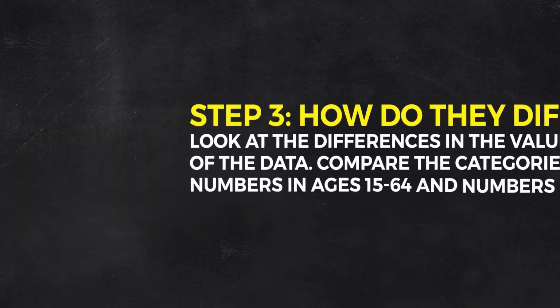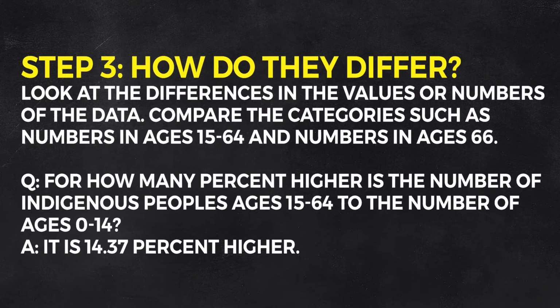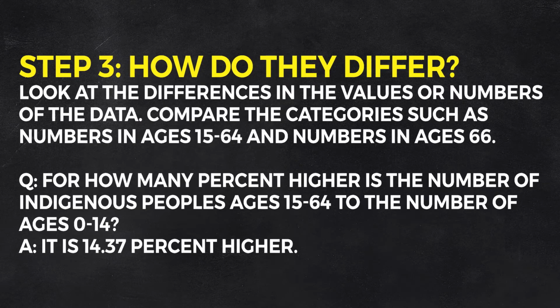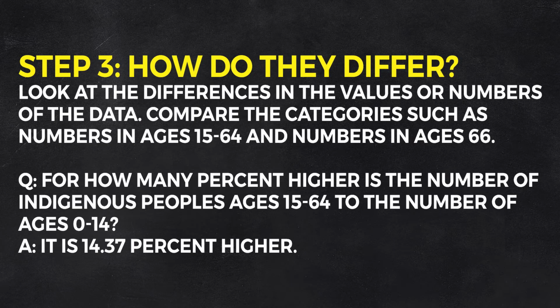Step 3. How do they differ? Look at the differences in the values or numbers of the data. Compare the categories such as numbers in ages 15 to 64 and numbers in ages 65 and above. Example question. For how many percent higher is the number of indigenous peoples ages 15 to 64 to the number of ages 0 to 14? The answer is 14.37% higher.